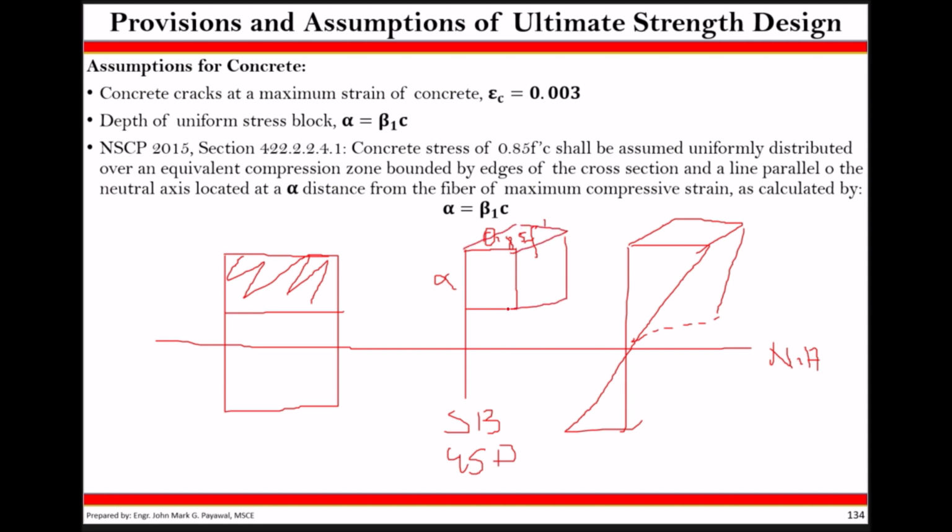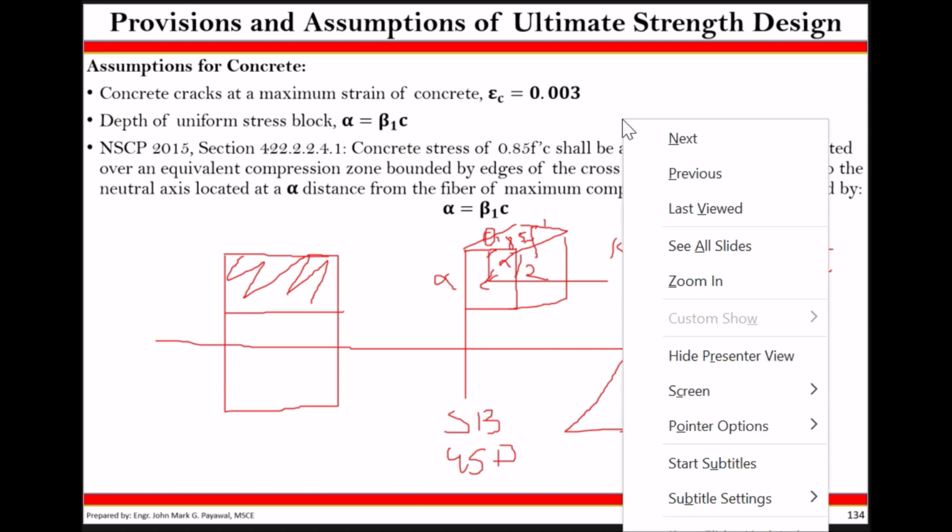Okay? So, what is the main difference? The main difference is that the compression force here is at kd over 3. If you remember, kd over 3. Here, because it is square or rectangular, the compression is at alpha over 2. So, from this illustration, we get an idea that we can derive equations for flexure or for moment using these provisions.